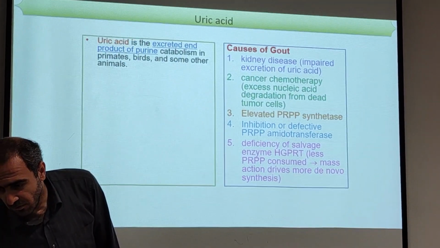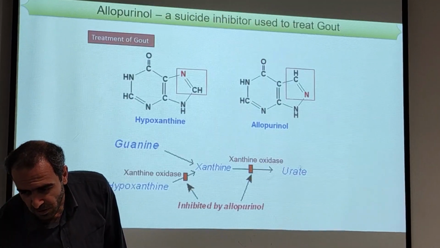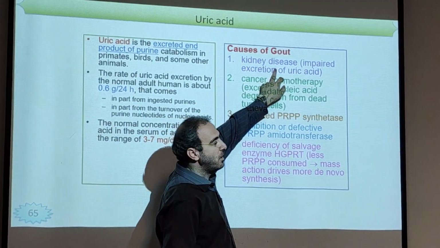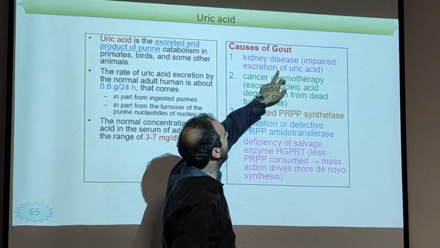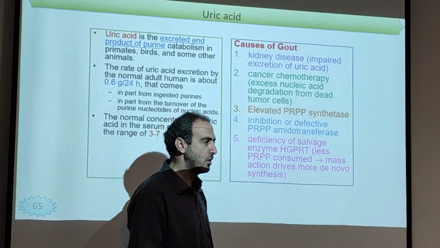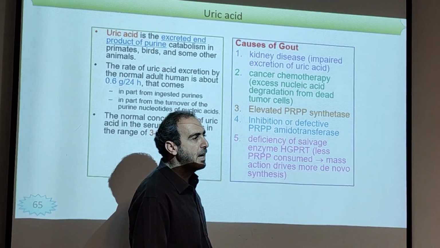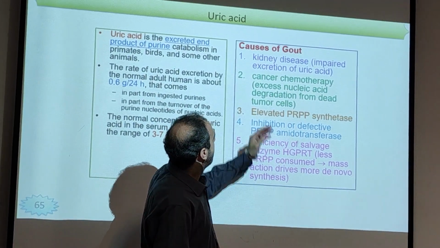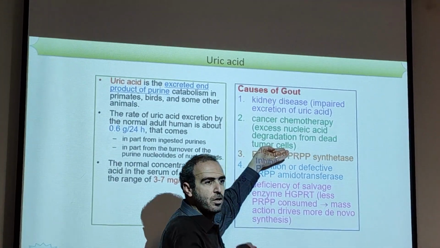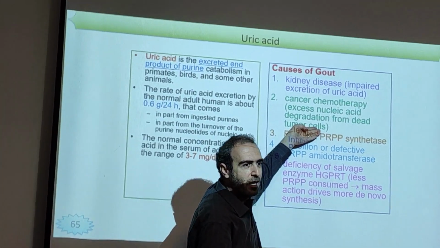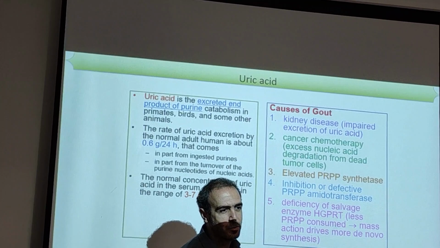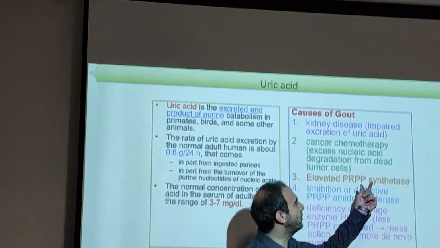What are the reasons of gout? The causes of gout can be divided into 5. One of them is kidney disease. If we have dysfunction of kidney, we can't excrete uric acid, so uric acid accumulates in blood. Then, second, cancer chemotherapy. As you learned, there is excess nucleic acid degradation from the tumor cells. So because we have a lot of purine, we can produce a lot of uric acid, in chemotherapy instead of 6-mercaptopurine. And elevated PRPP synthesis.